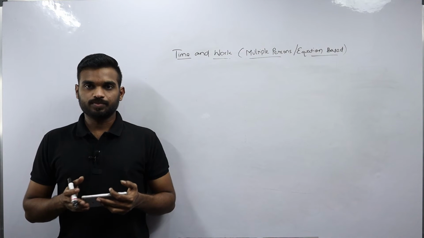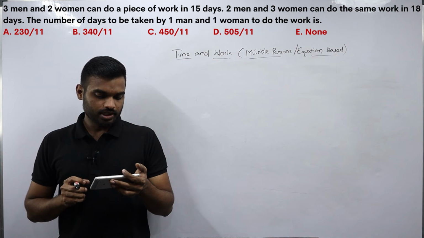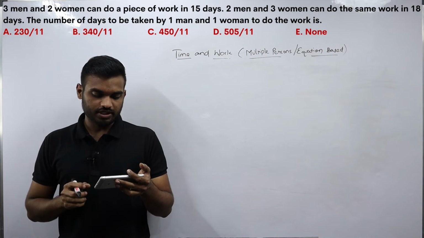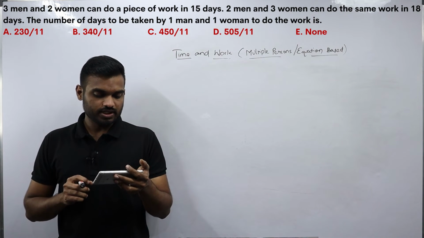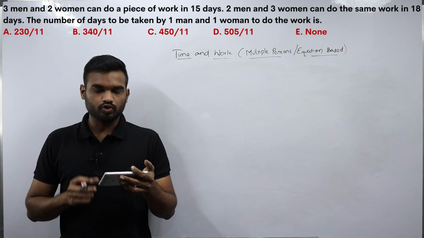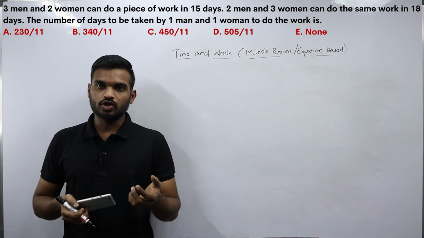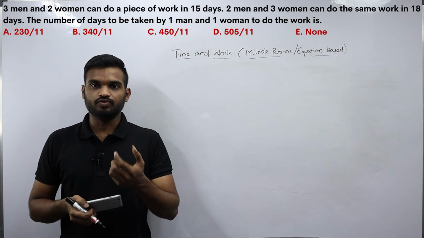Now let's look at our fourth problem. They are saying that 3 men and 2 women can do a piece of work in 15 days. 2 men and 3 women can do the same work in 18 days. Find the number of days taken by 1 man and 1 woman to complete the work. So we need to find the time taken for 1 man and 1 woman to complete the work.